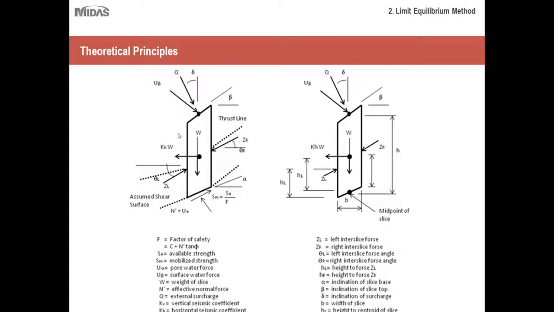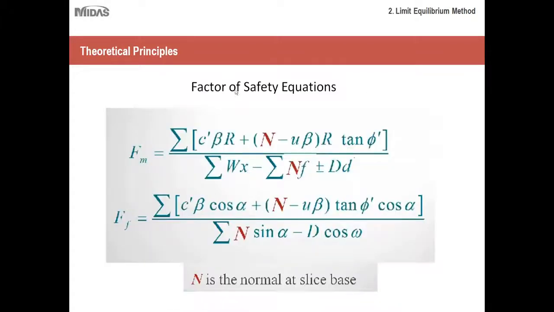You have interslice forces, both normal and shear. You have any sort of outside external forces. Those can be taken into account by the program as well. So all of these forces, all of these angles, etc., need to be calculated in order to determine the factor of safety. Now, in order to determine the factor of safety, there have been several equations that have been derived or created that use these variables or these forces to generate your factor of safety. And the equations are as follows.